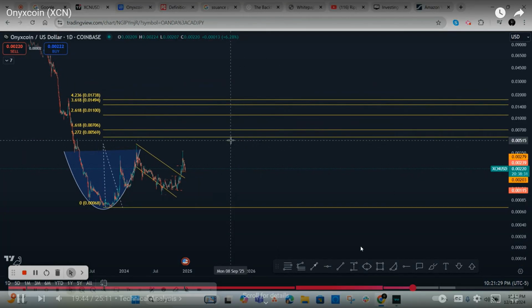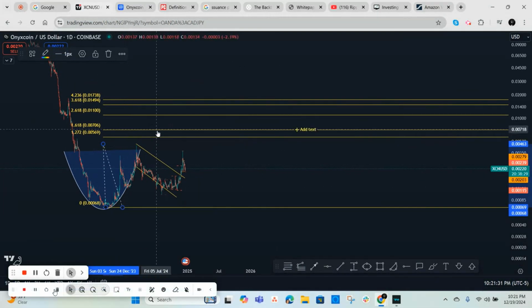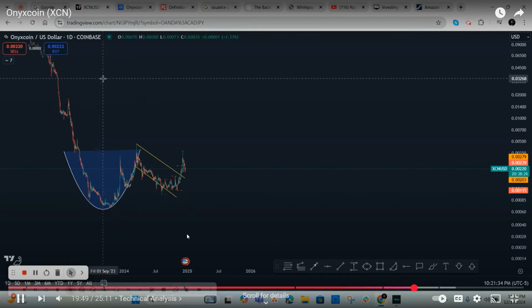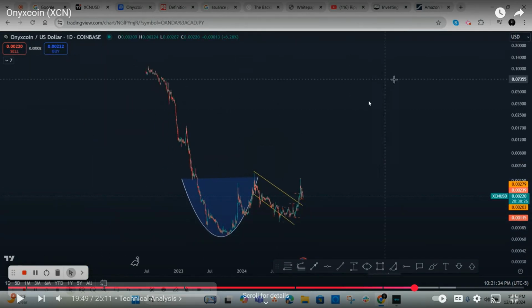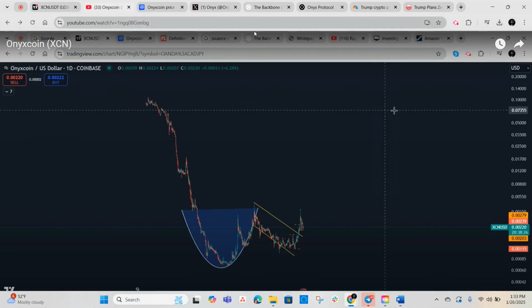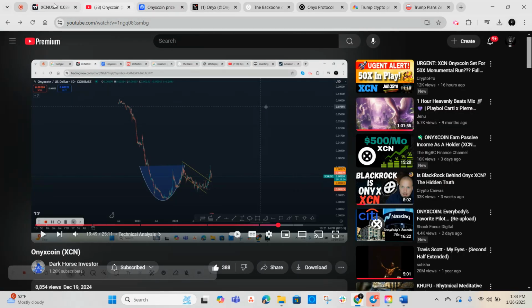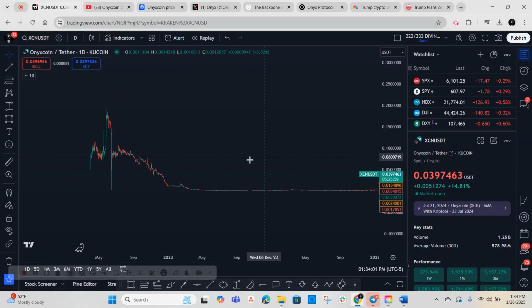That's just based off this impulse right here. All right, so I'm just going to pause that. Let's go back. So, of course, we all know all those targets we hit.